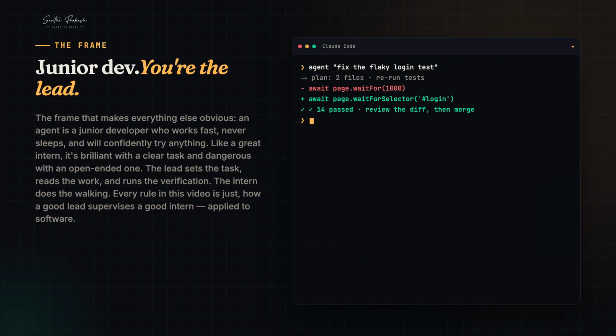An agent is a junior developer who works fast, never sleeps, and will confidently try anything. Like a great intern, it's brilliant with a clear task and dangerous with an open-ended one. The lead sets the task, reads the work, and runs the verification. The intern does the walking. Every rule in this video is just how a good lead supervises a good intern, applied to software.